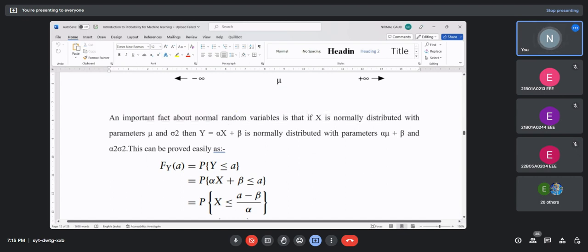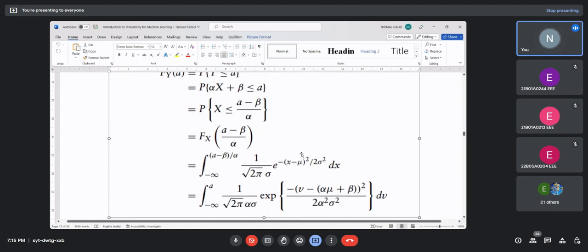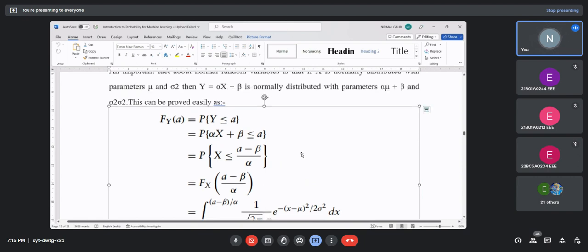If x is normally distributed with parameters nu and sigma squared, then y equal to alpha x plus beta is normally distributed with parameters alpha nu plus beta and alpha squared sigma squared. I'm just giving a formula for the normal distribution of the data. So here y less than or equal to a, and I'm putting the equation of y, that is alpha x plus beta less than or equal to a.